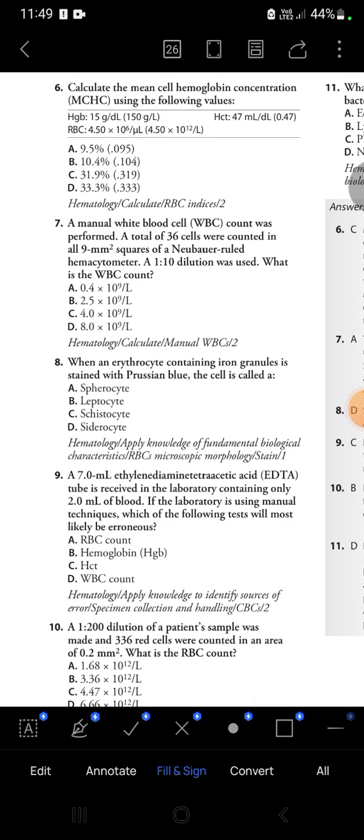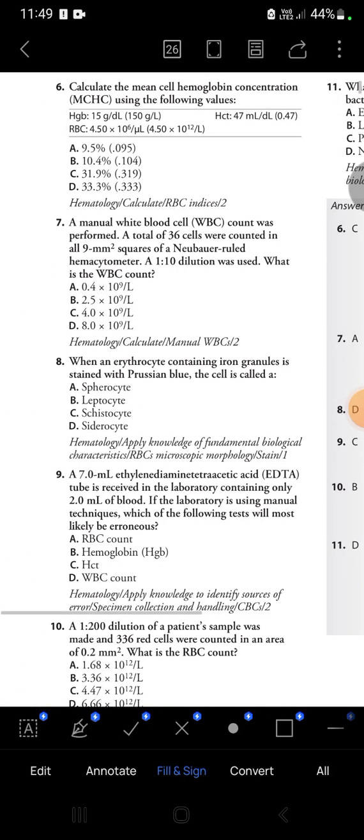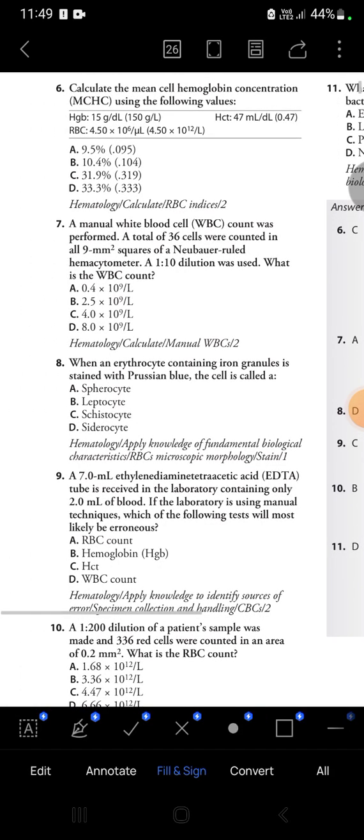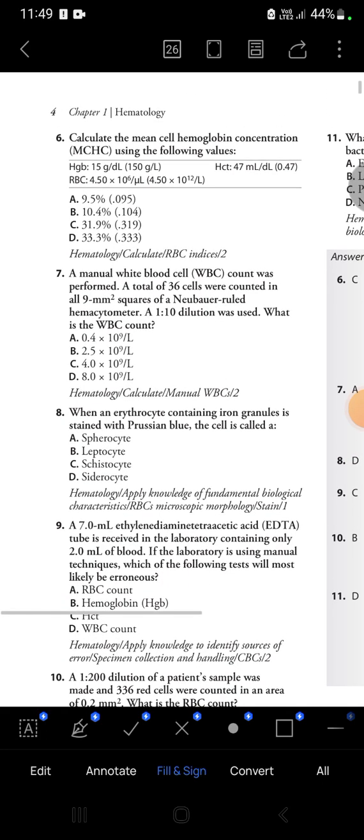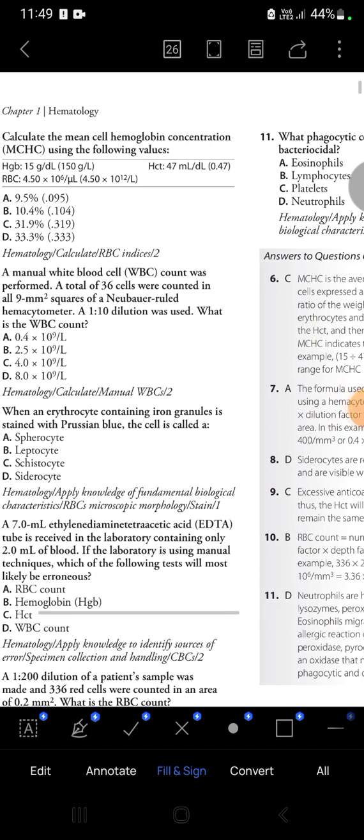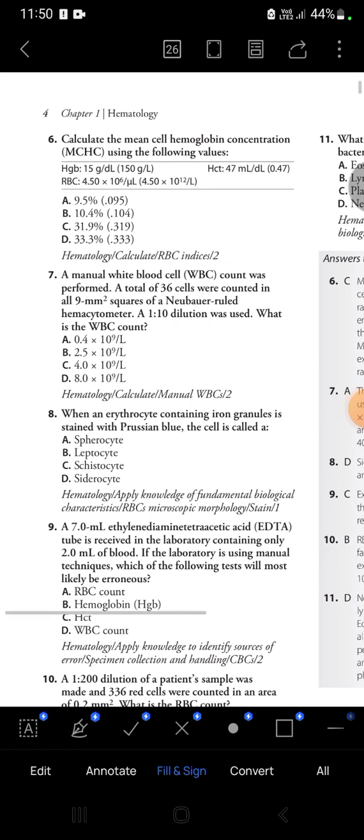So for finding the WBC count using a hemocytometer, the formula is the number of cells counted into depth factor into dilution factor divided by the area, and the answer for the 7th was A.